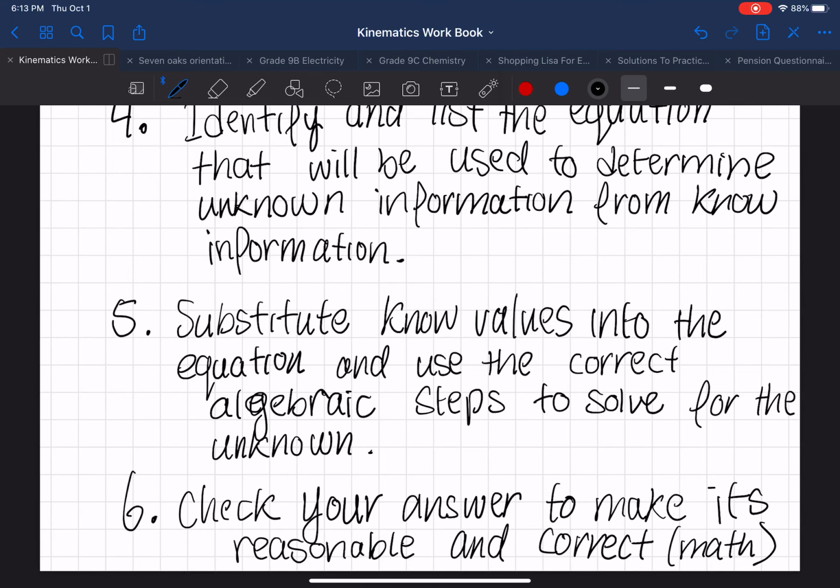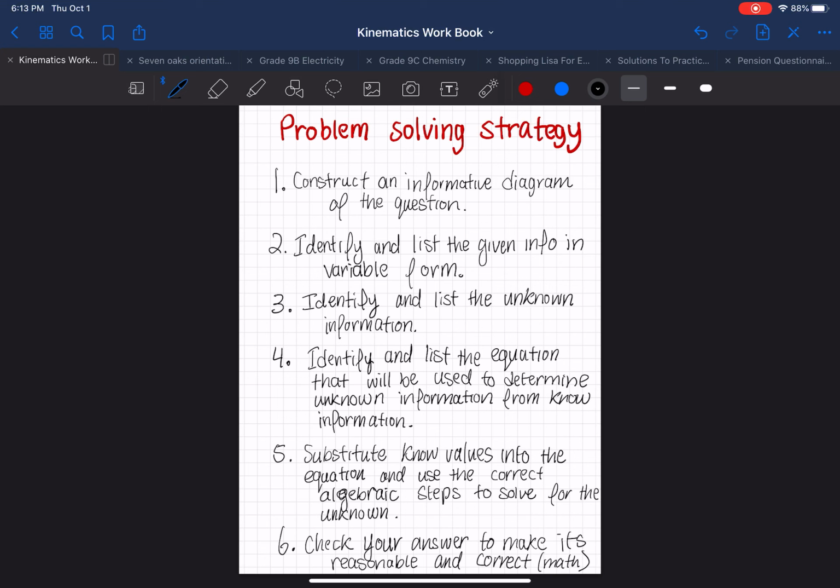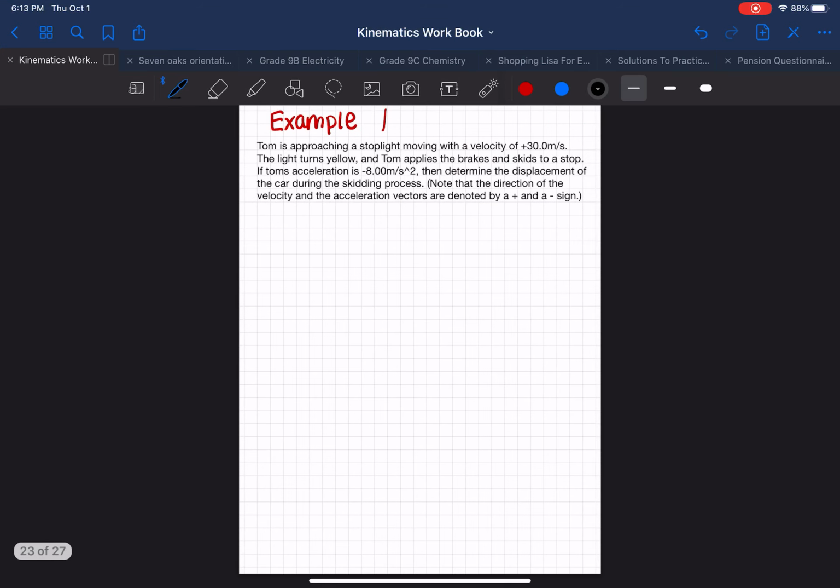Okay, so we're going to go over some problems using the step-by-step measures that I listed out here. So 1, 2, 3, 4, 5. And hopefully you can also apply the same steps to your own questions so that it makes more sense. So example 1.